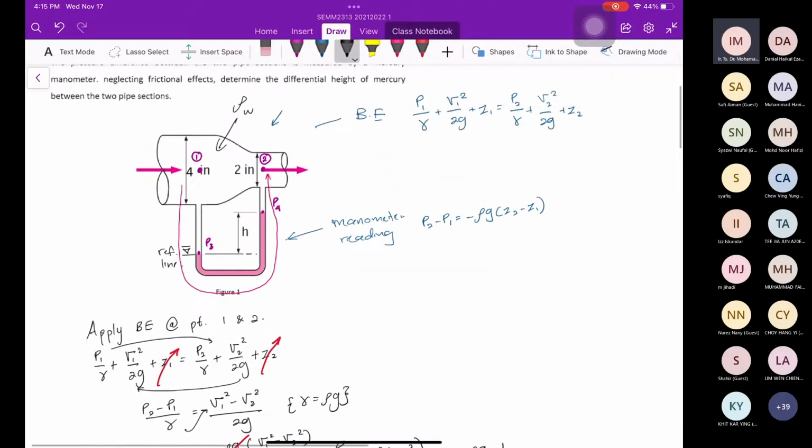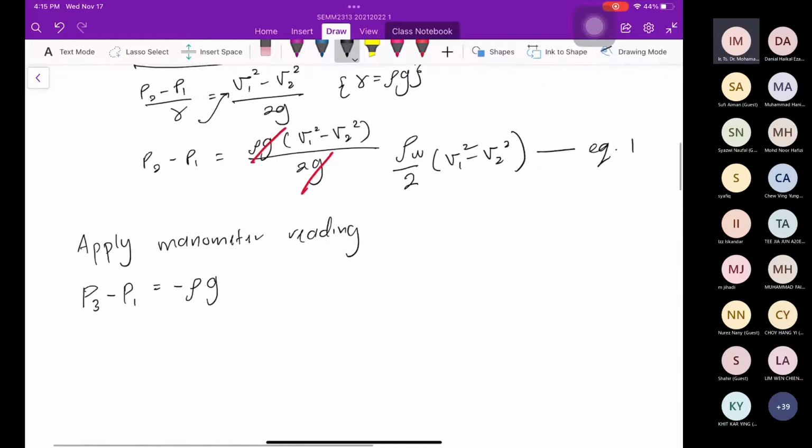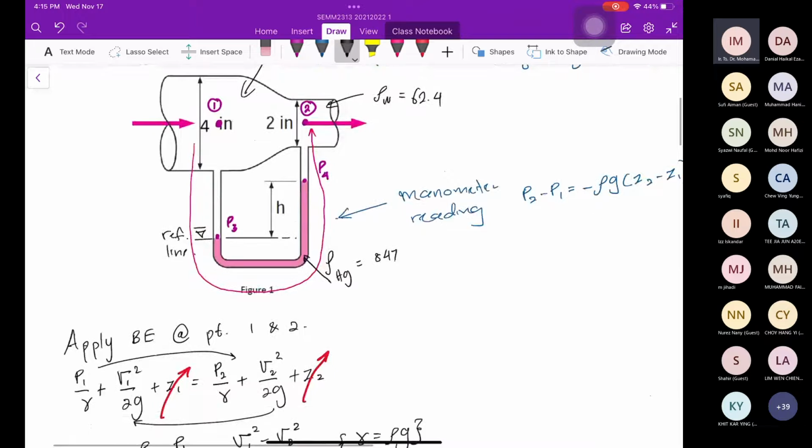Rho of what? Rho of mercury or rho of water? The density of mercury, I think, is given. It is 847. Density of water is 62.4. Okay, you can look at the table, don't worry. Alright, density of what for this one? P3 go to P1, go to P3. What fluid is involved, mercury or water? Water. Yes, perfect.